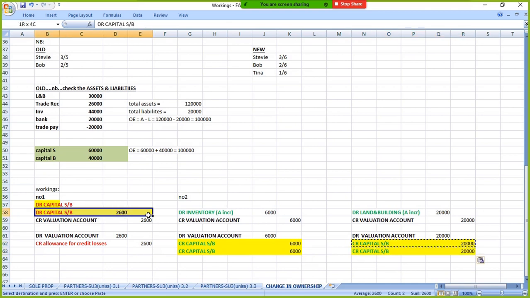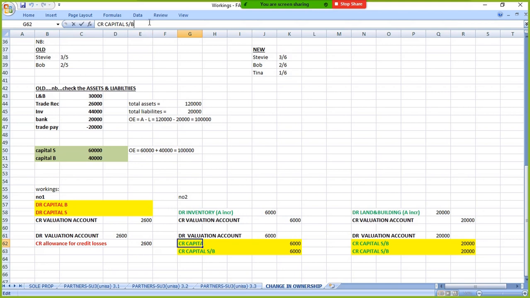Okay, but say we split it now, would it not be changed in the statement of changes in equity? Disclosure wise, remember this is a change in ownership, so you're dissolving the business and then you're starting new, because you're bringing in Tina. Are you with me? It's a change in ownership. Are you still there? Yes.